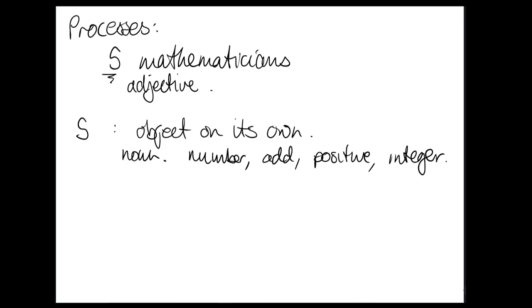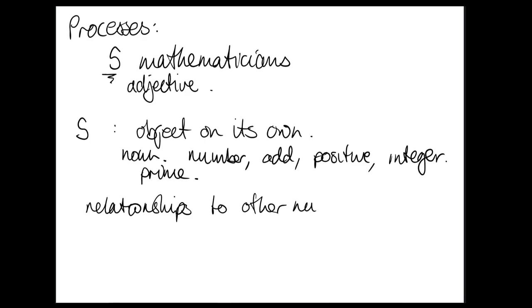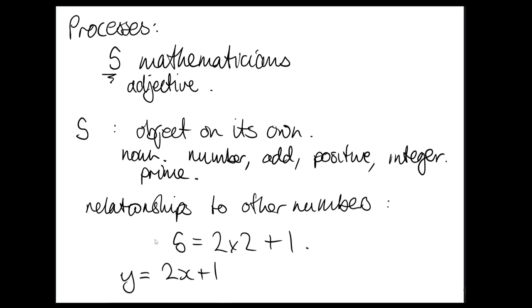And so on. It's prime as well. That's a pretty important one. It also has relationships to other numbers. For example, 5 is equal to 2 times 2 plus 1. Our next step of abstraction is to look at relationships like this. We could express this more generally for other numbers as y is equal to 2x plus 1.